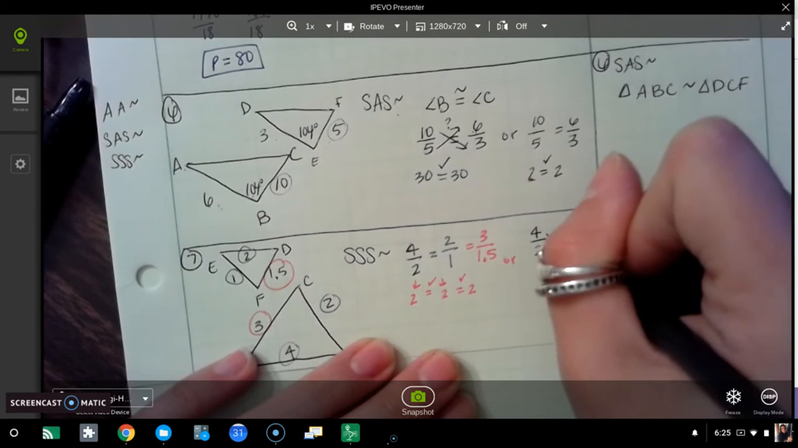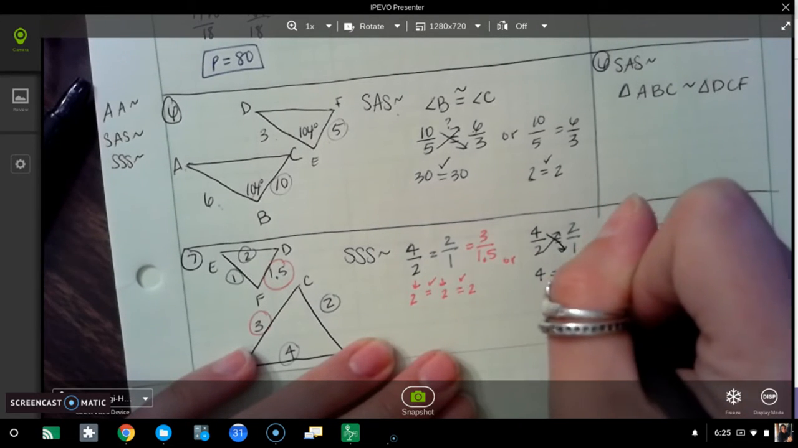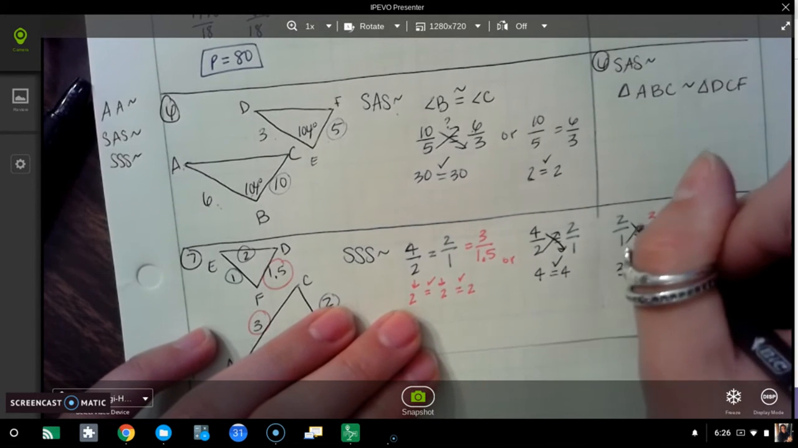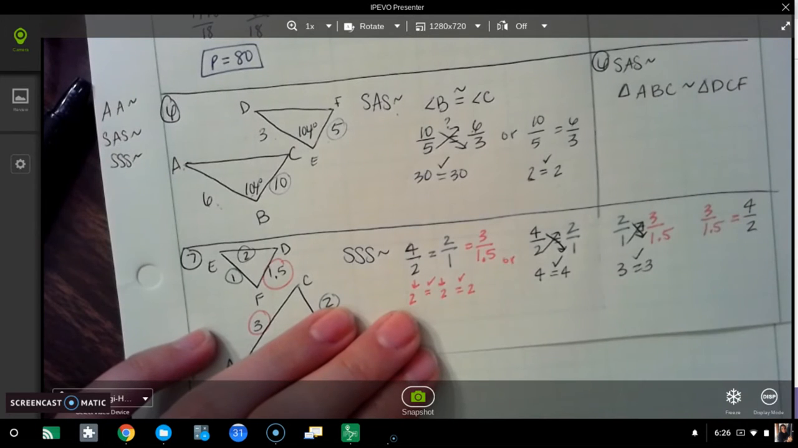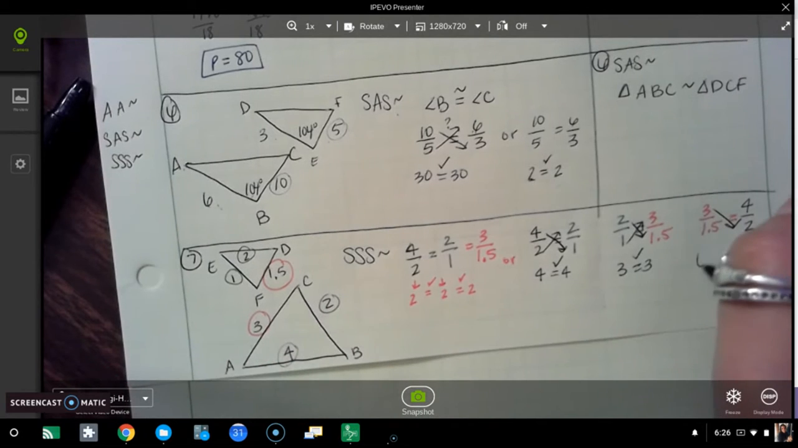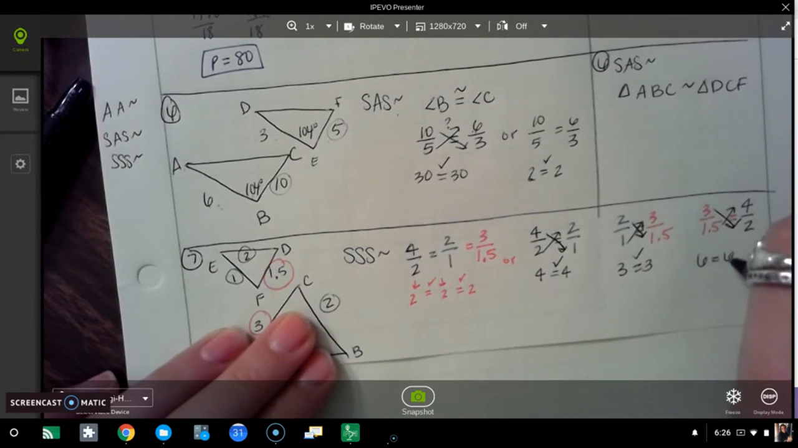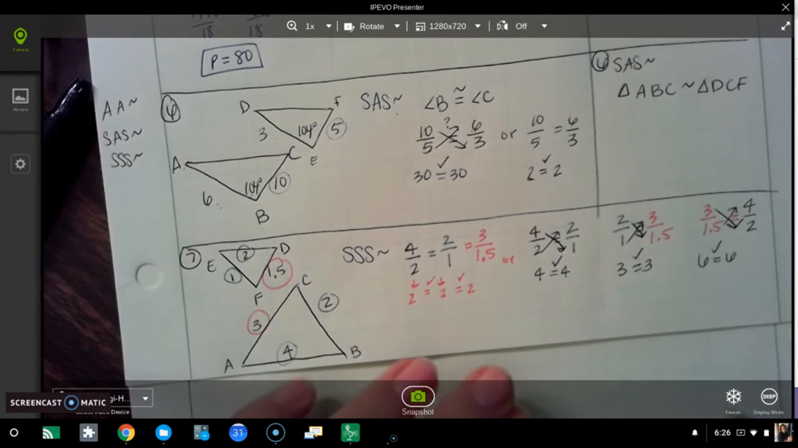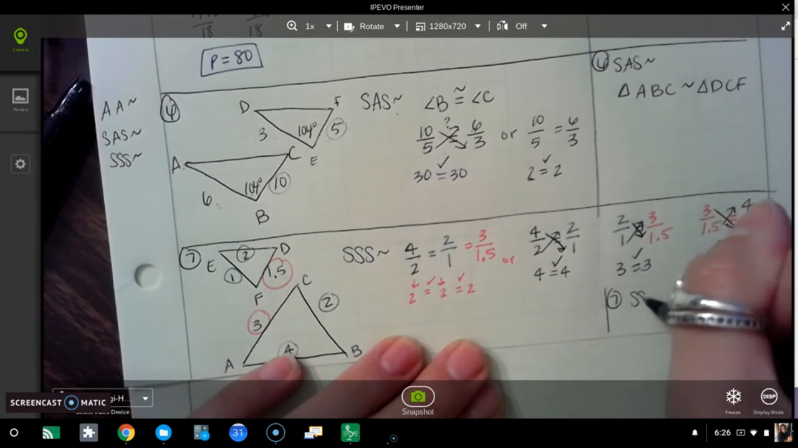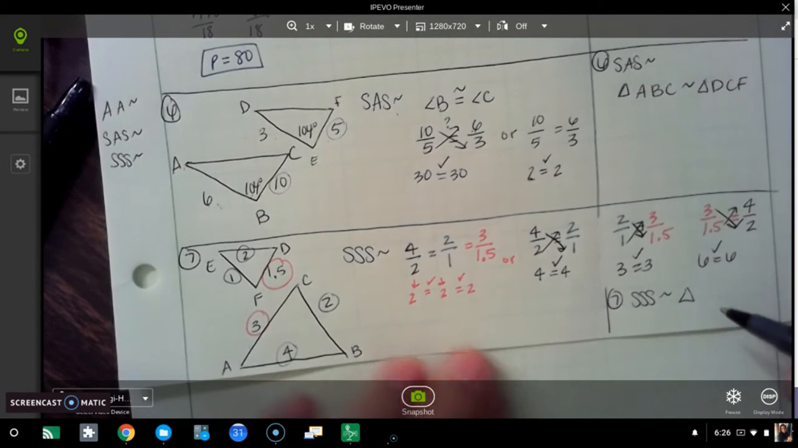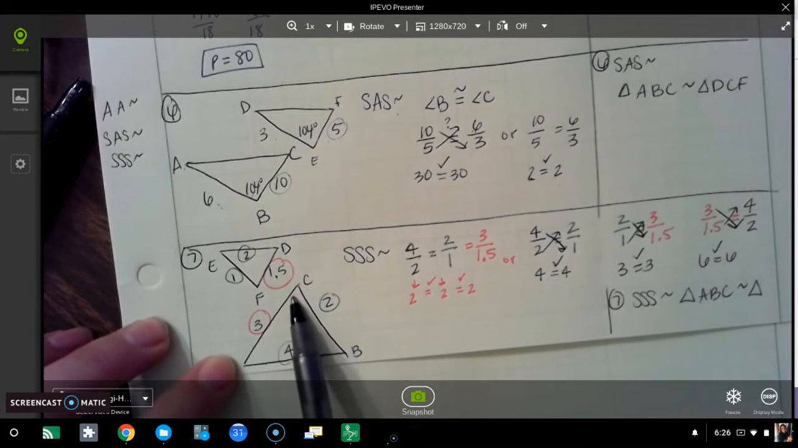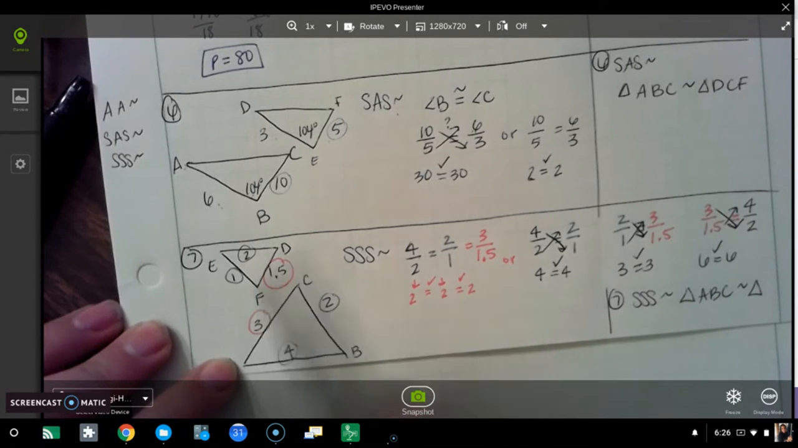Cross multiply, 2 times 2 gives me 4, 4 times 1 gives me 4. That one works. 2 times 1.5, that gives me 3. 1 times 3 equals 3. That works. That only shows me that 2 of my sides are proportional. I need all 3. So 3 times 2, that gives me 6. 1.5 times 4, that does give me 6. So all 3 of my sides are proportional. So my answer for number 7 is by side-side-side similarity, triangle ABC is similar to triangle DEF.